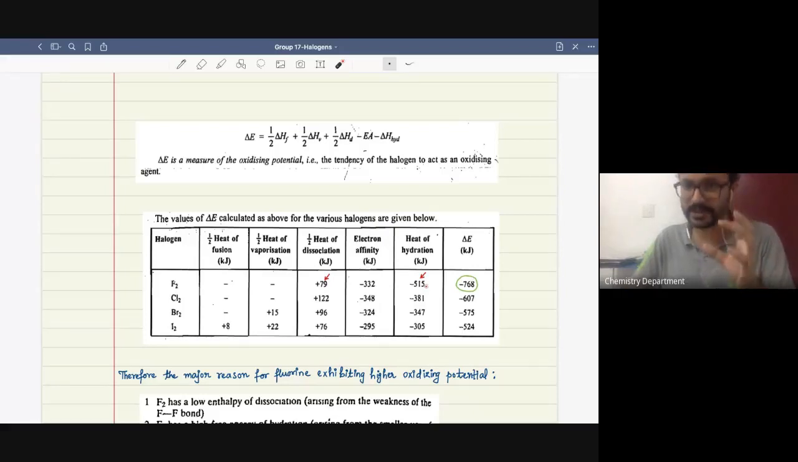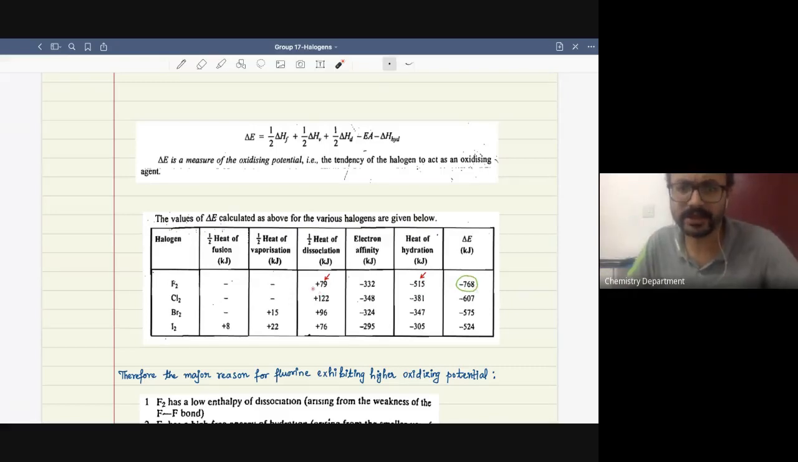Fluorine is a smaller ion, so we know that smaller ions will have higher charge density, and therefore a higher heat of hydration, which we saw in the case of the lithium ion and beryllium ion. In those cases, we saw a very high heat of hydration, and that is because of their small size and therefore high charge density. This is one of the important contributing factors making this value highly negative.